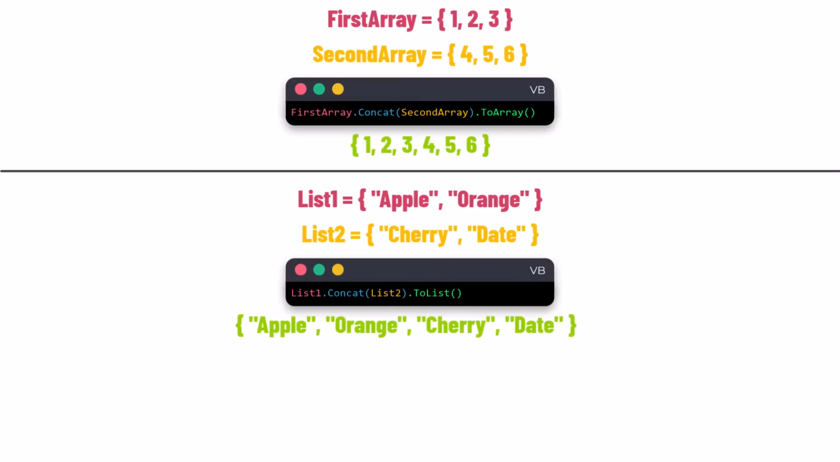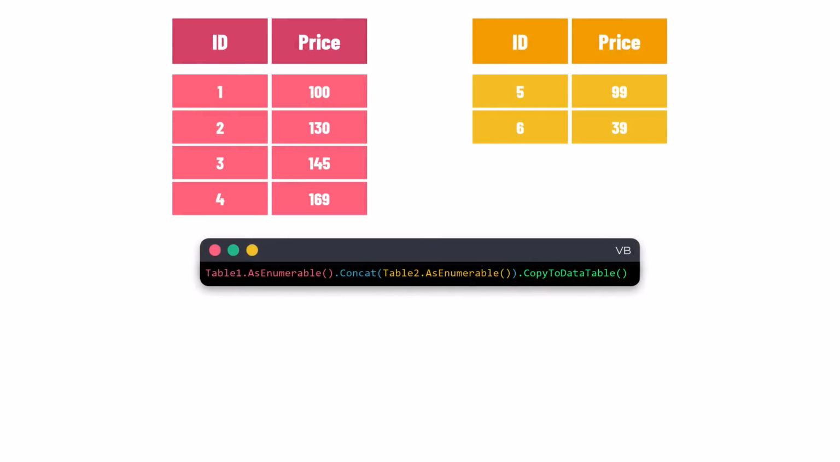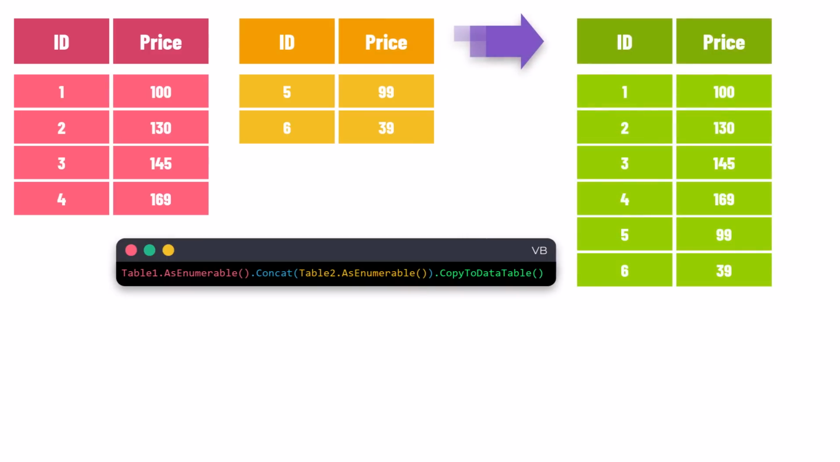This method is not only to concatenate arrays or lists, but also for complex data types, such as data tables. For example, the following two tables. Here's the query to concatenate both tables. The result will be the following table, that contains all rows from both tables.